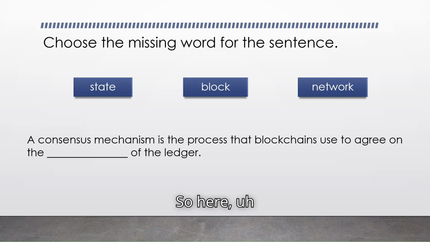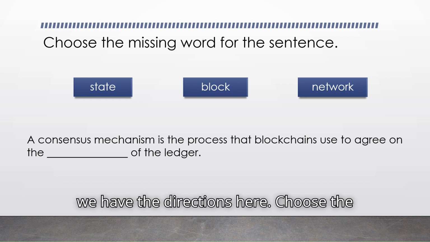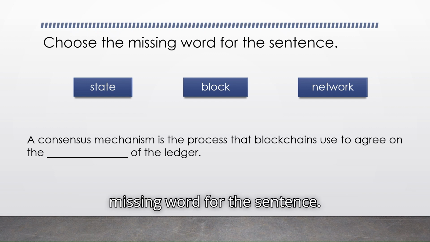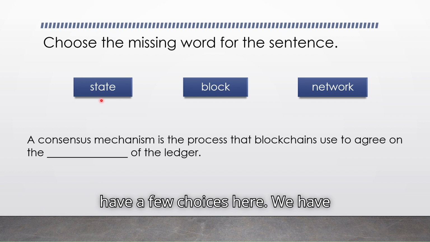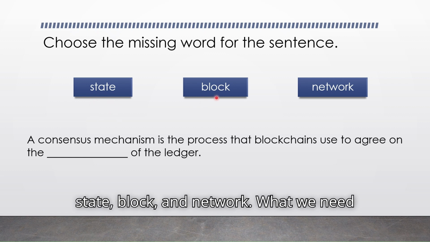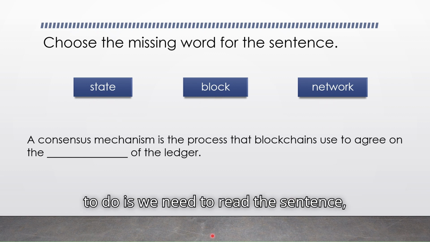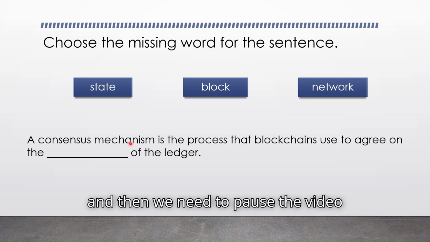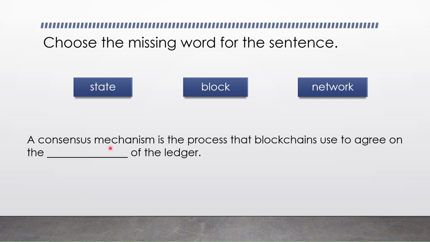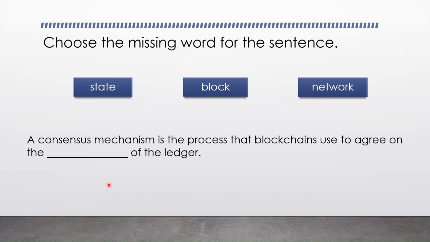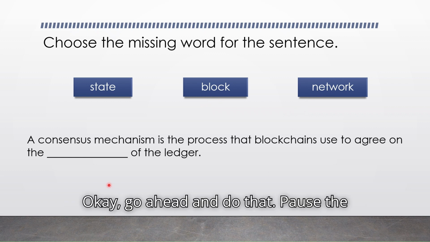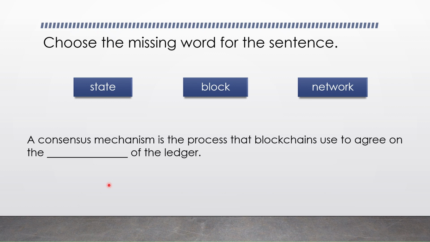So here we have the directions. Choose the missing word for the sentence. Okay. And then we have a few choices here: state, block, and network. What we need to do is read the sentence, and then pause the video and choose one of these three words that best completes the sentence. Okay, go ahead and do that, and pause the video.